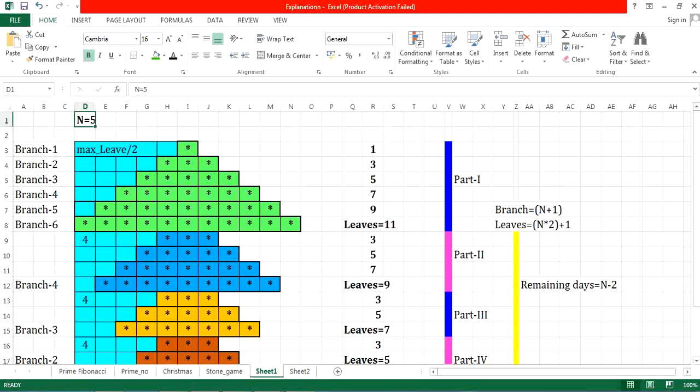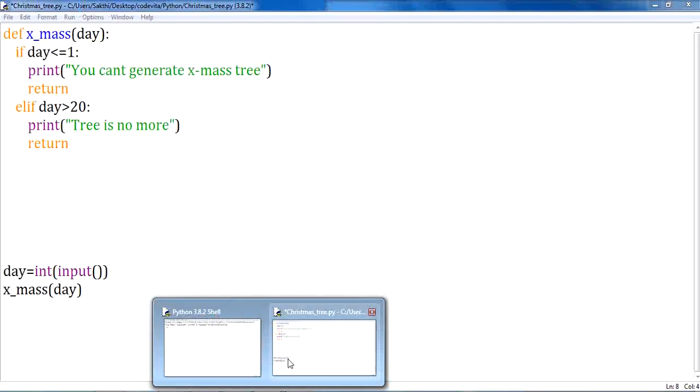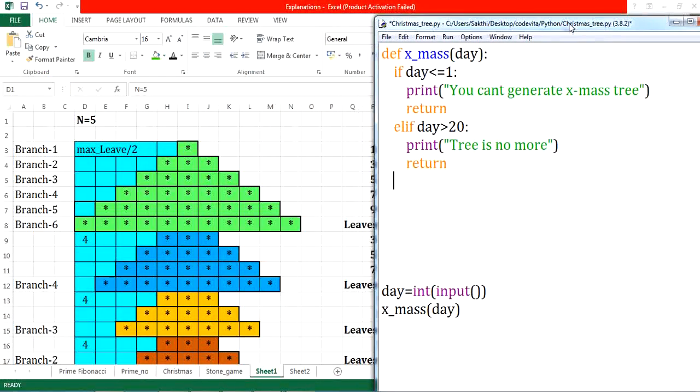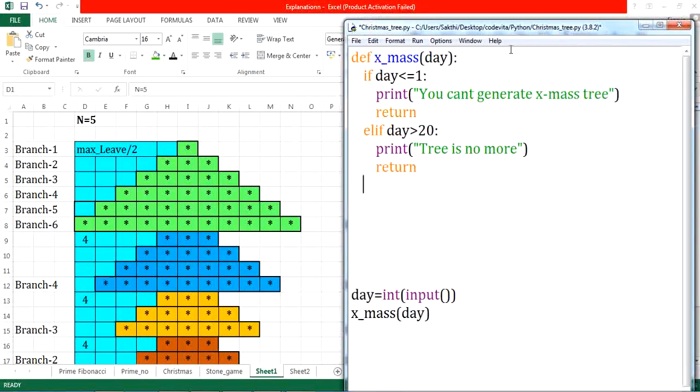So let me write my branches here. It is better to keep it aside, for your better understanding. So how many branches are here? Let me declare branches. And how many branches for part 1? Your number of days plus 1 will be your branches. So let me mention day plus 1 as the branches for your part 1.